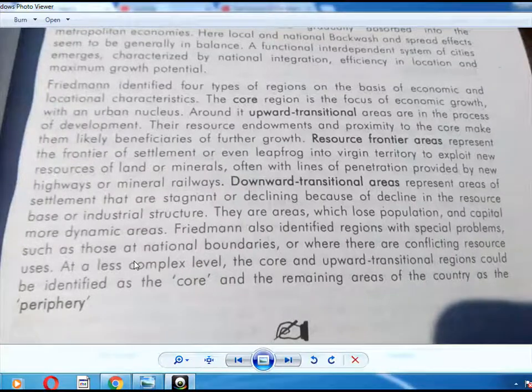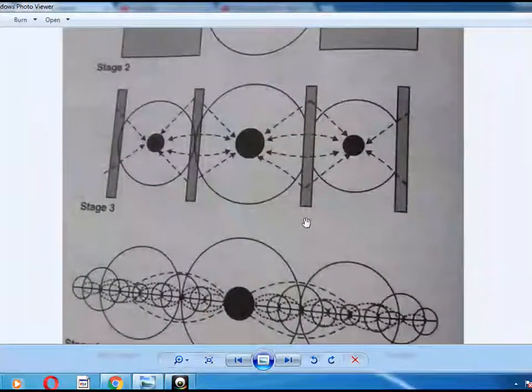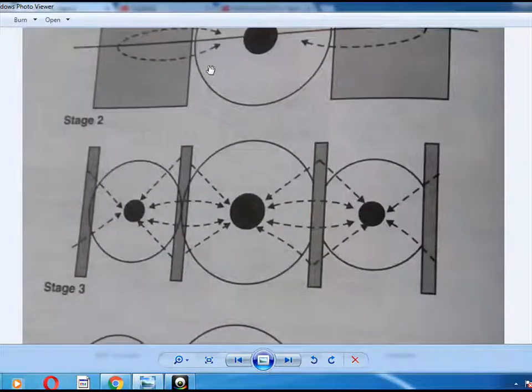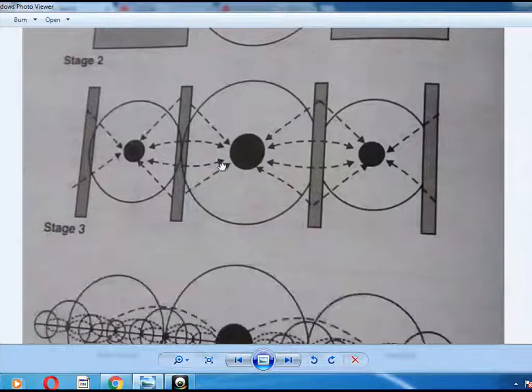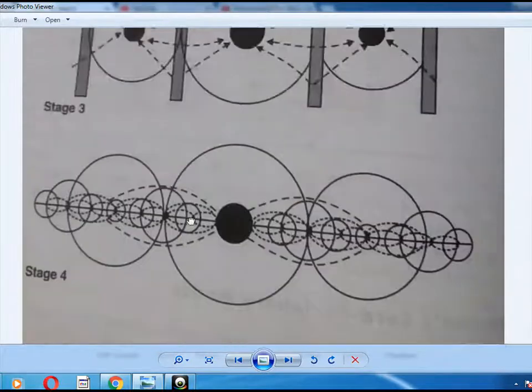You can see here this diagram is very important. Here core and periphery are mainly important. People come from the periphery to the core, and after a certain time it increases in other regions, other developing regions. They are developing regions, and now they also take their benefits.